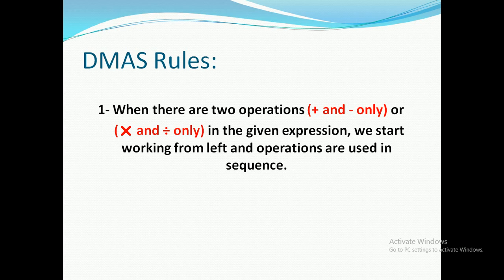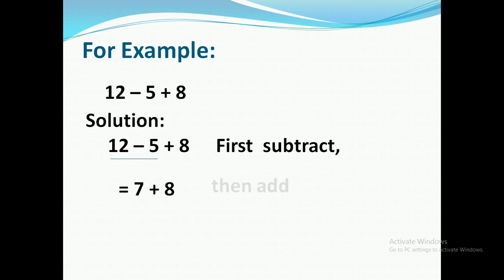So I will give you an example. Here is an expression in front of you: 12 minus 5 plus 8. How can we solve that? First of all, I already told you, we start from the left side, and on the left side we have the operation of subtraction. So first we will subtract. When we subtract 5 from 12, we get 7, and then we write 8 with it, and the expression uses addition. Now we will add these two numbers and we get 15 as the answer.